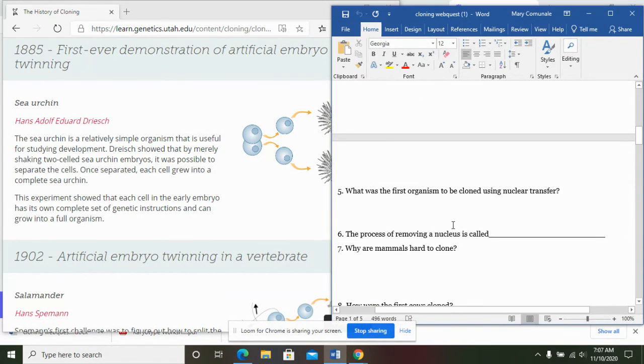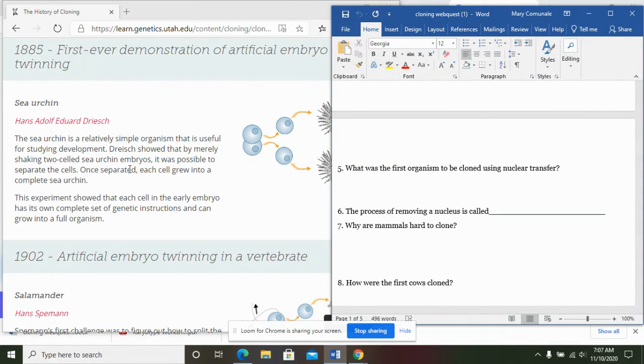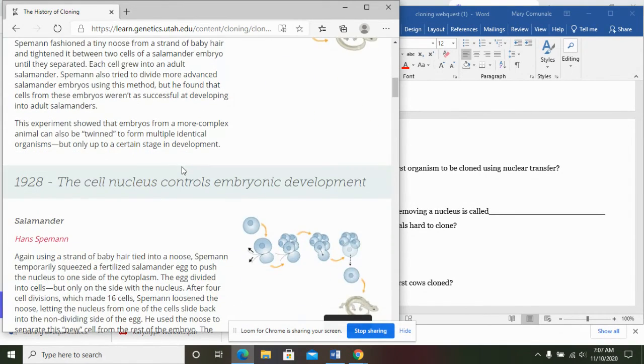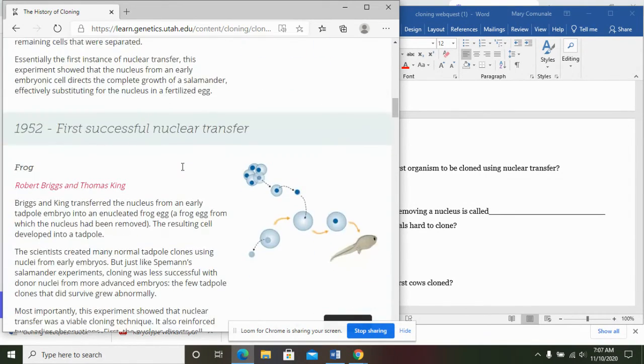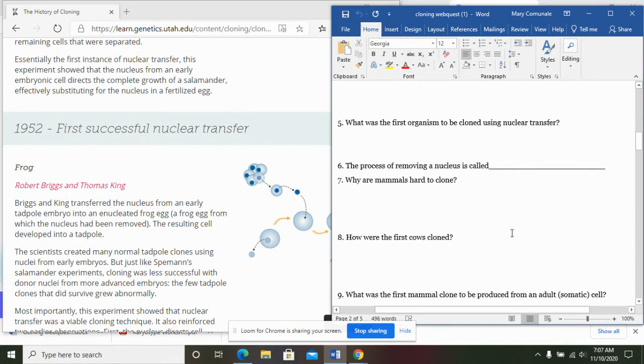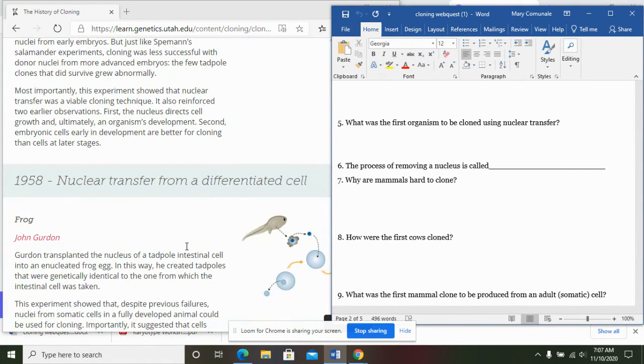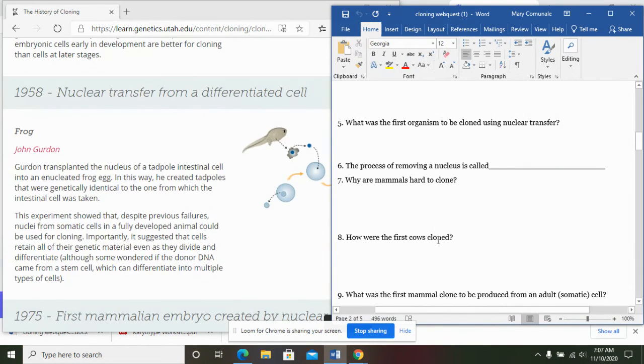What was the first organism to be cloned using nuclear transfer? So here we have embryo twinning in a vertebrate. The first successful nuclear transfer was a frog. The process of removing a nucleus. And obviously it'll just keep on going down here. Nuclear transfer from a differentiated cell. If you're transferring the nucleus, you are then removing it. And that would be in a frog.